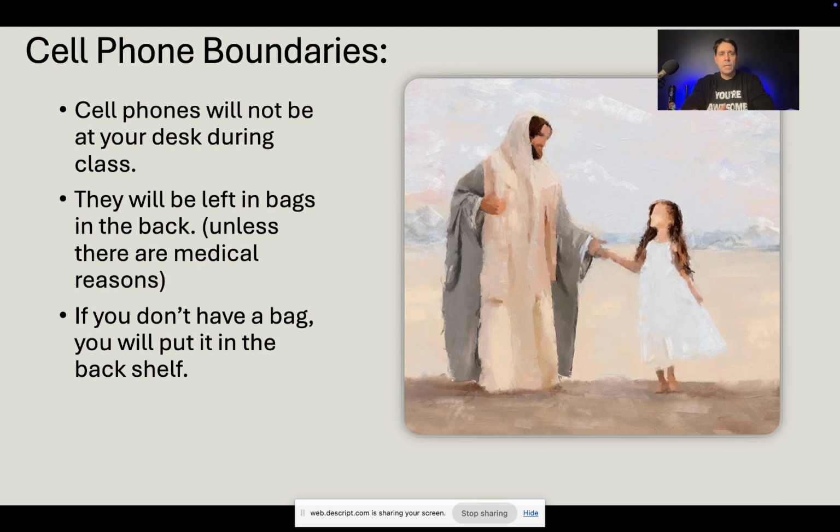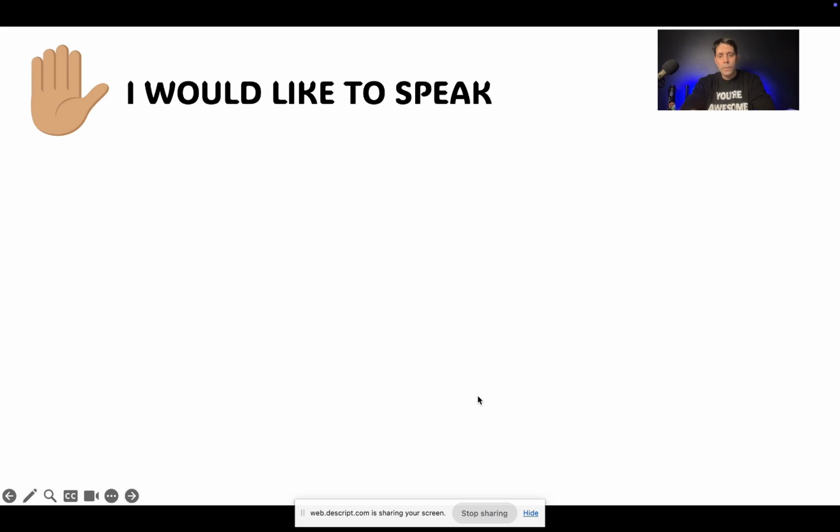They will be left in the bags in the back unless there are medical reasons, such as diabetes or something similar where you have a monitoring device. If you don't have a bag, you'll put it in the back shelf. Why? Because we want this to be a place we can connect with the Savior. So these are some hand signals I use in my class. And this might seem like an extreme boundary, but these boundaries eliminate some problems and distractions and disruptions. I'll explain more in a minute. This may seem a little extreme, but it's really, really helpful.